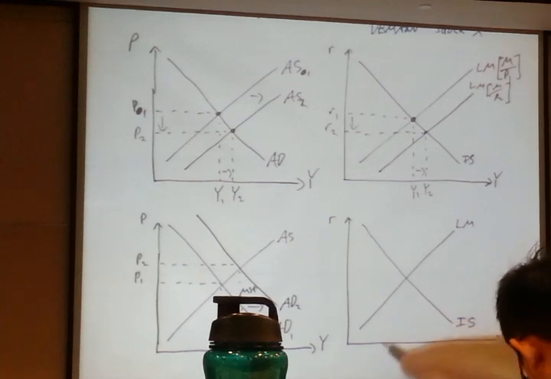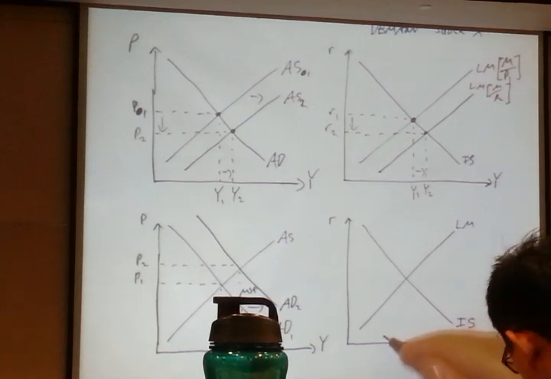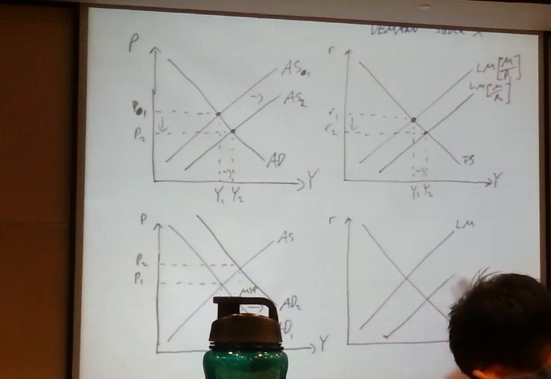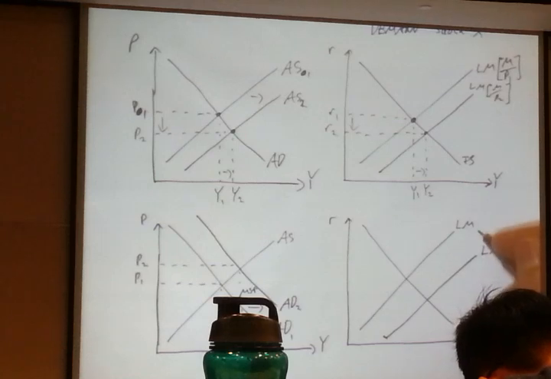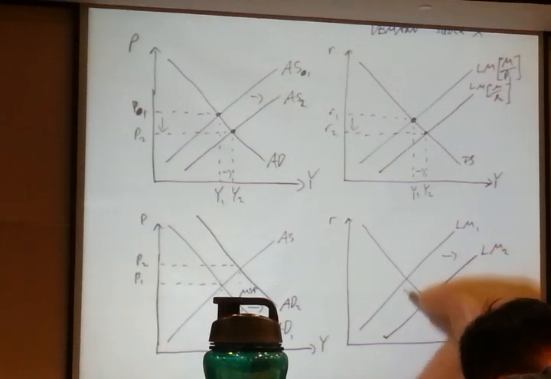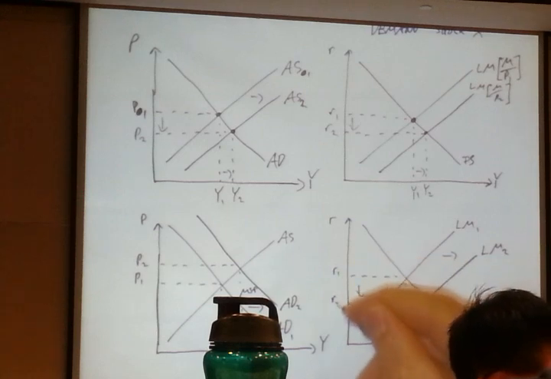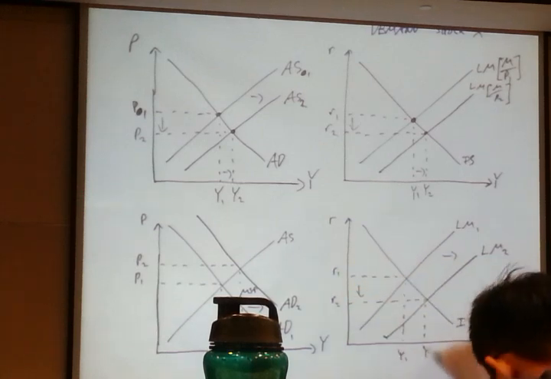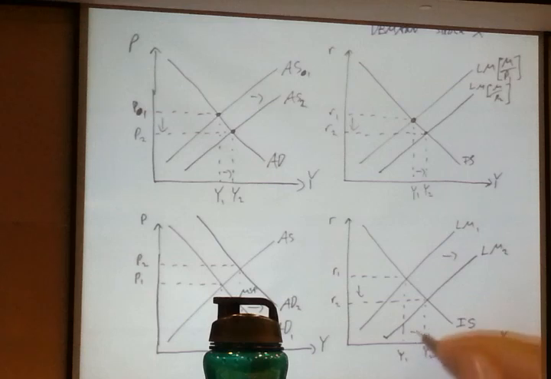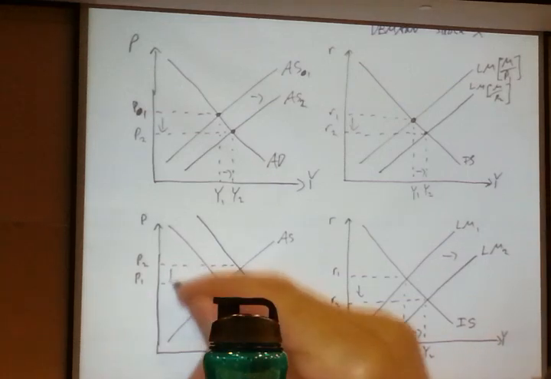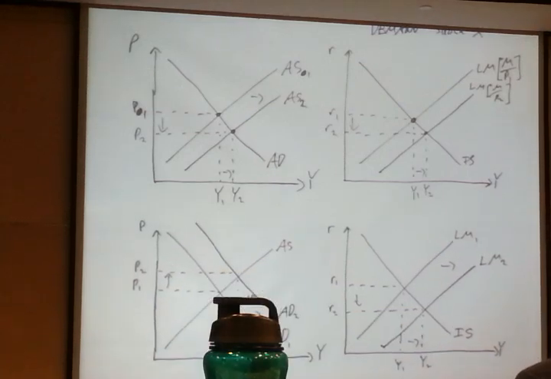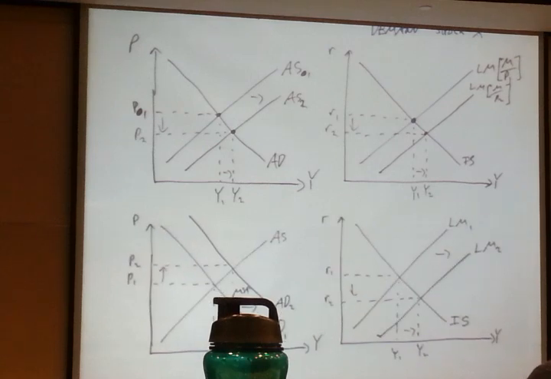Increased money supply will do what? It will move the LM curve to the right. That will move us down the IS curve. So interest rates will fall, and output will rise. So this is consistent with the evidence.